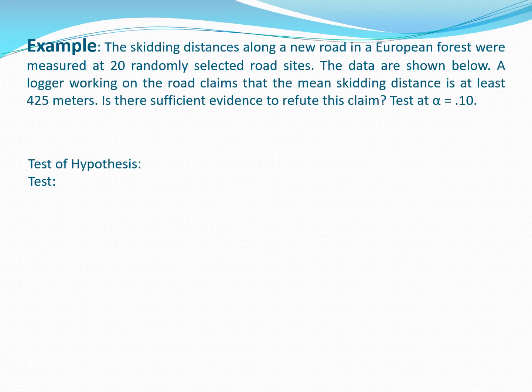The skidding distances along a new road in a European forest, a very specific example, were measured at 20. Now notice that number. Let's get a red pen here. 20 randomly selected road sites. Now, before you jump on and say that's a small sample, make sure you're working with a mean. Now, think about it. Skidding distances. These are trucks. These are tractor trailers, actually. When they hit the brakes and they start skidding, imagine how far a truck skids. That's called a skidding distance.